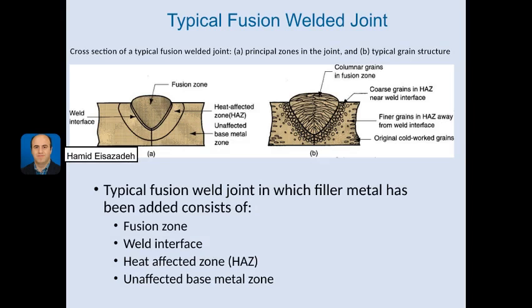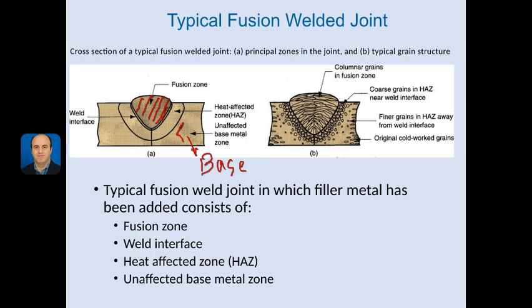This slide shows you a cross section of a fusion weld. This one is base metal. Base metal means the metal was not affected, up to here. The microstructure and properties of that part were not changed because it was not melted. Then we have the fusion zone. This area is the fusion zone. It means that area was melted.